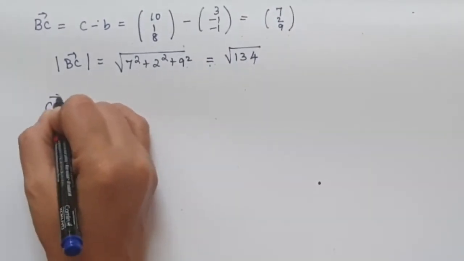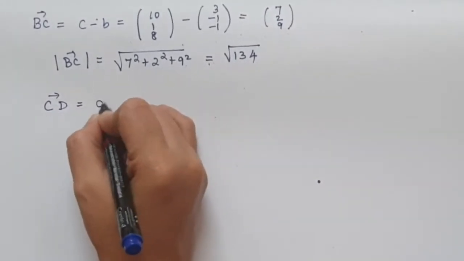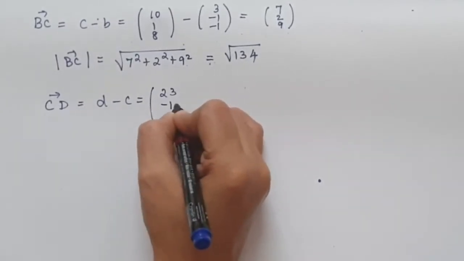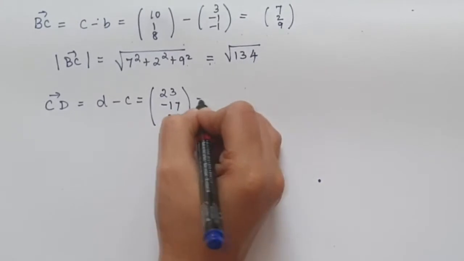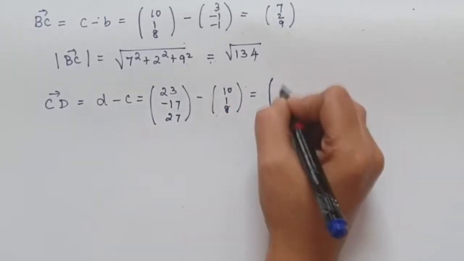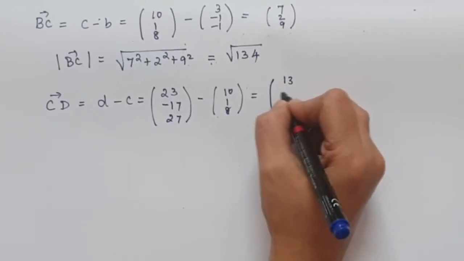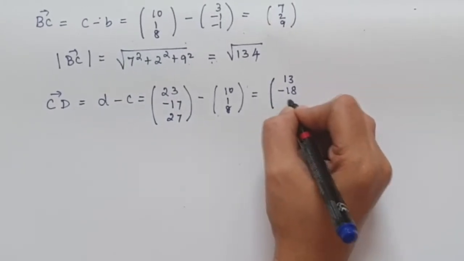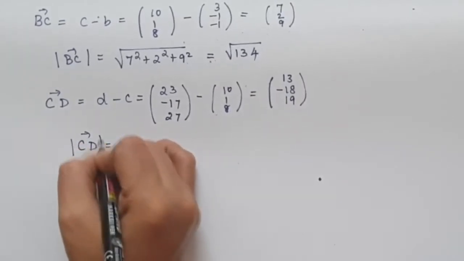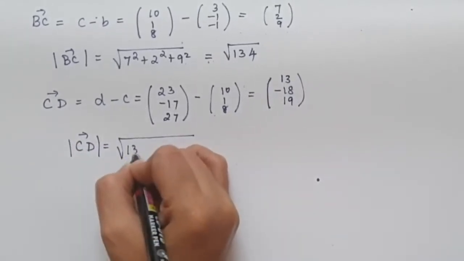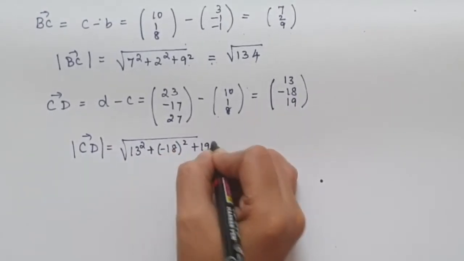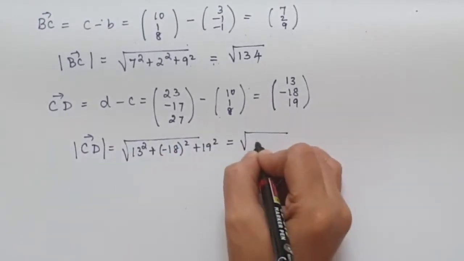Now the next thing is CD. CD will be equal to D minus C. So when we write it as a vector, 23 minus 10, minus 17 minus 1, 27 minus 8. When we simplify this, we get 13, minus 18 and 19. Then the magnitude of CD will be equal to the square root of 13 squared plus minus 18 squared plus 19 squared.